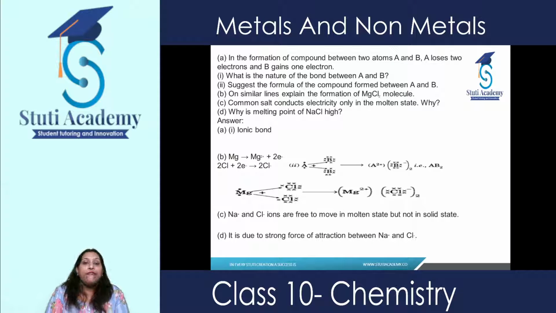Next is, in the formation of a compound between two atoms A and B, A loses 2 electrons and B gains 1 electron. What is the nature of the bond between A and B? Suggest the formula of the compound formed between A and B. On similar lines, explain the formation of MgCl2 molecule.